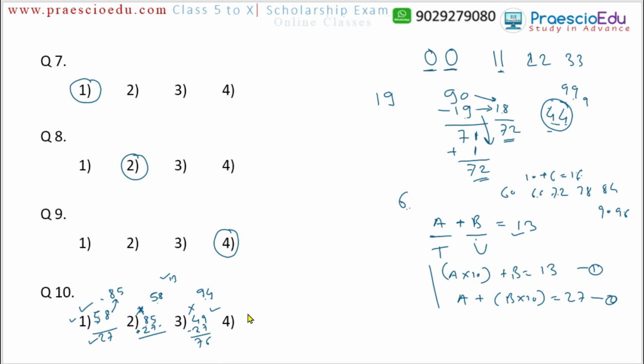Now there is another option, 94. The digit sum of 13 can be fulfilled, but if you add 27 here, it crosses 100 and becomes a three-digit number, while we require 49. So this is also incorrect. The only option is 58, which means option number 1 is the correct one for question number 10. I hope you understand. First, the two digits have to add up to 13. Then if we add 27 to this number, the interchanged number should come. That is the second main criterion.